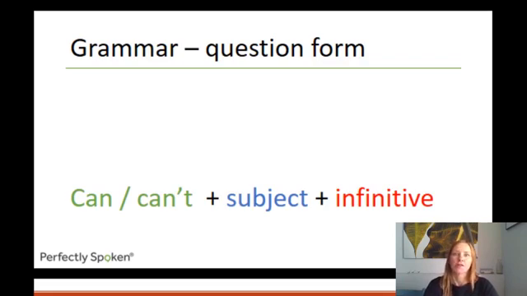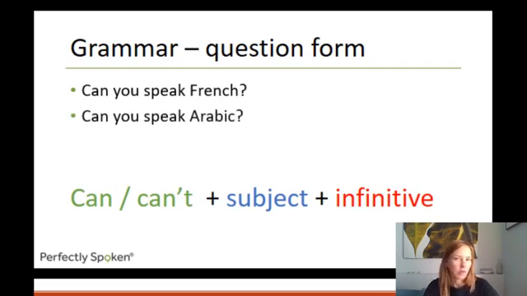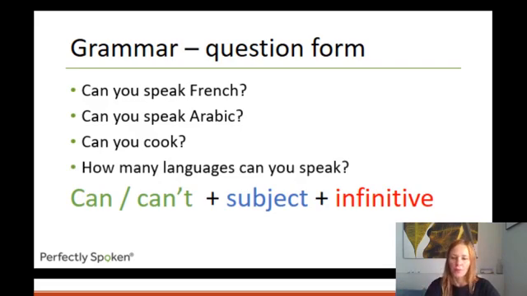Okay, so questions. How do you make a question? It's very easy. You just invert the verb and the subject. So for example, can you speak French? Can you speak Arabic? Can you cook? And an example with question form. How many languages can you speak? So here you can see highlighted, you've got the can or can't, can, and the subject.